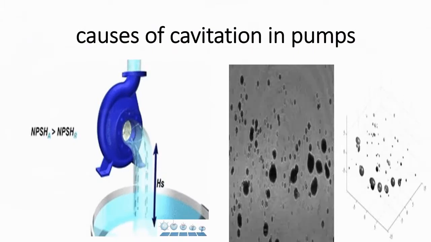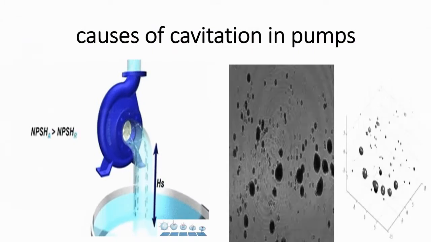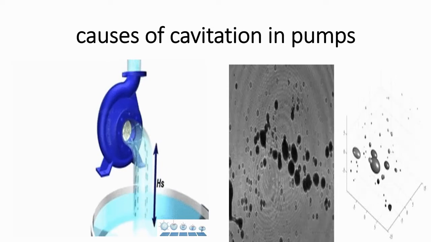What are the typical causes of pump cavitation? The cause of cavitation in pumps is usually insufficient NPSH, net positive suction head, energy on the suction side of the pump. Net positive suction head is the energy required to push the liquid into the pump.